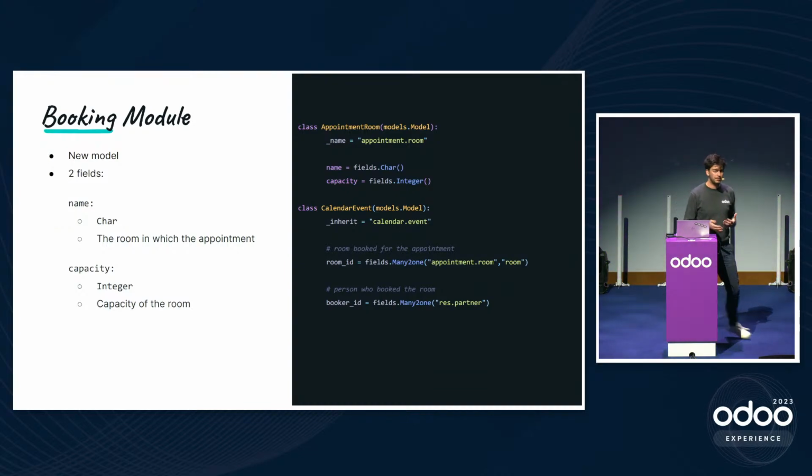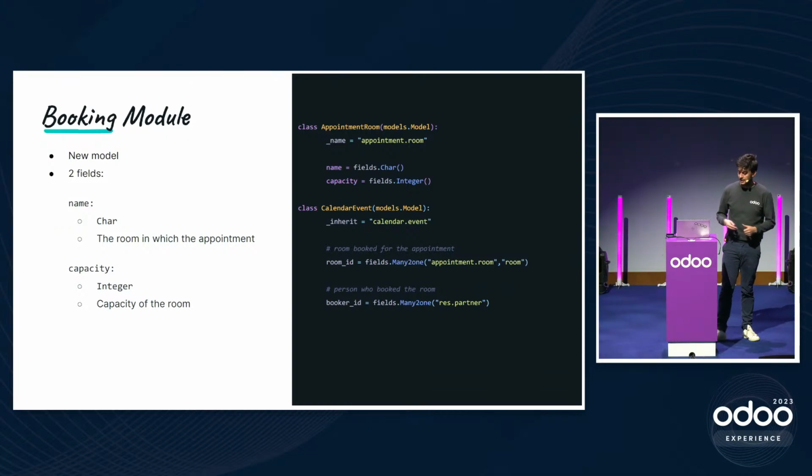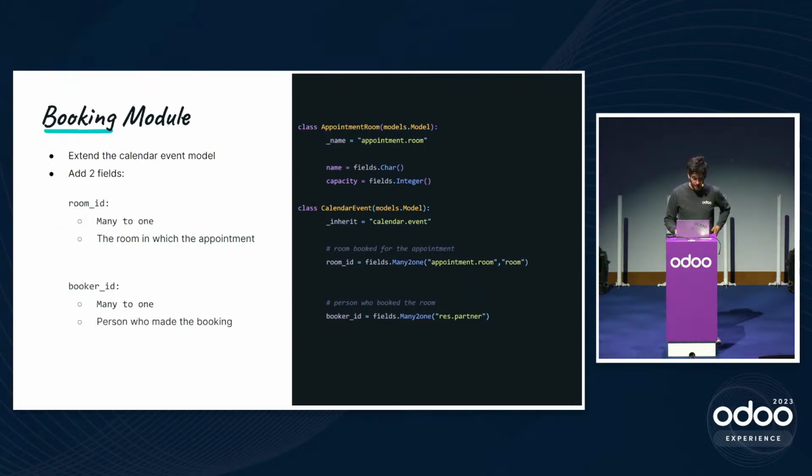Because it's a 20-minute presentation, the example here is rather short, but it's to give you an idea of what is possible with util. And you would extend the calendar event module to add a room ID, which is the room in which you do the appointment, and also the capacity. Sorry, the booker ID. Okay, so that was for the calendar event.